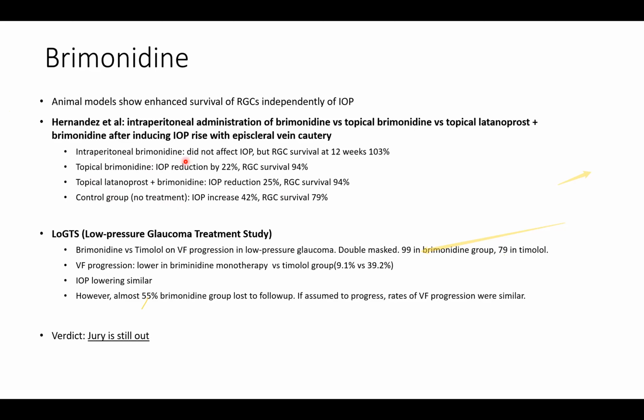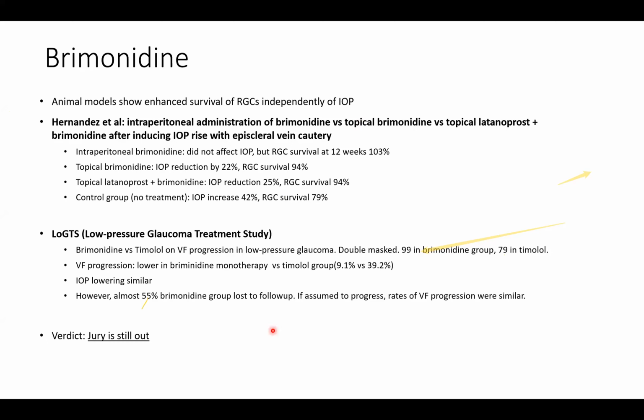They found that, as expected, the topical agents, so the topical brimonidine and topical latanoprost, reduced the IOP and also had some effect on retinal ganglion cell survival compared to the control group. The intraperitoneal brimonidine did not affect the IOP, but interestingly, did have an effect on the retinal ganglion cell survival at 12 weeks.